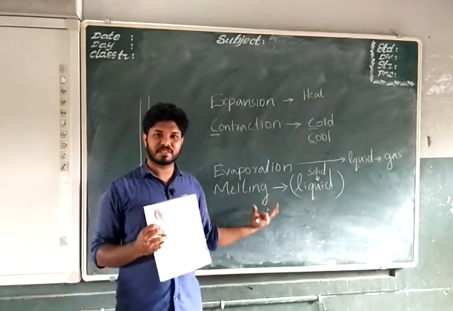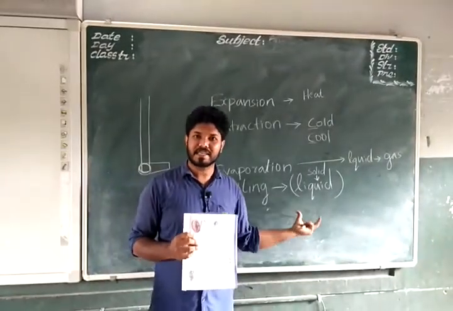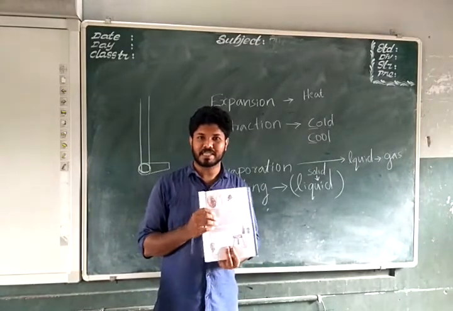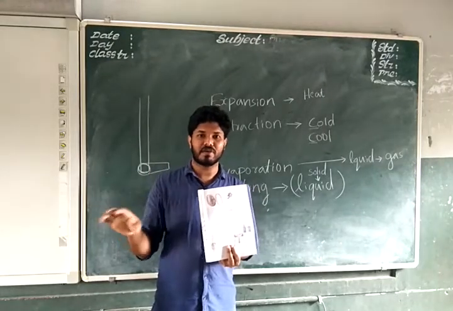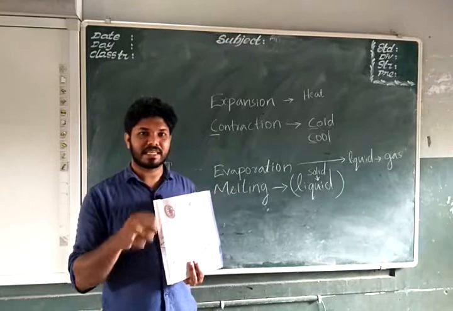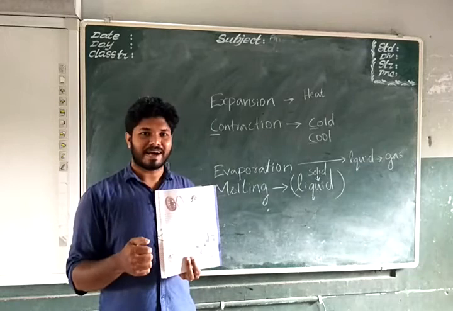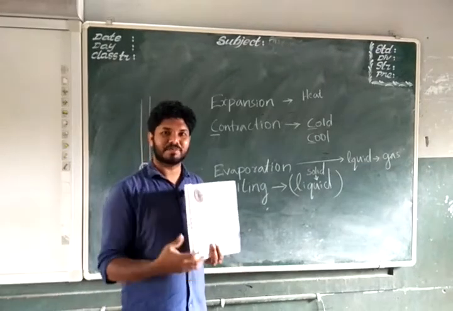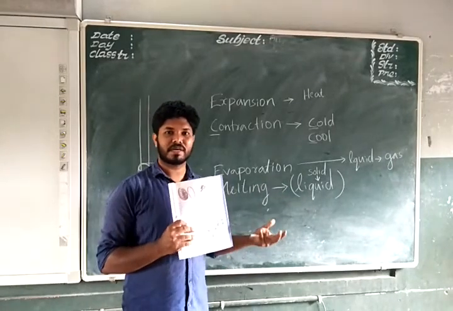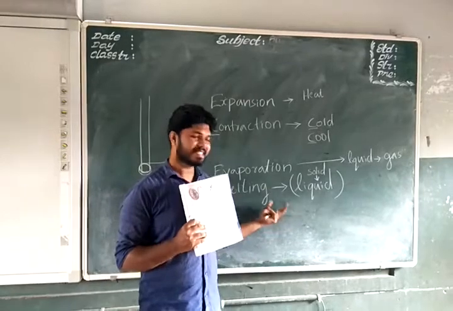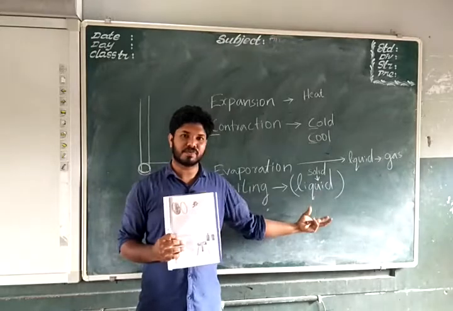This is a reversible change. Again after some time, when we allow it to cool down, it changes back into solid form. Solid is changed into liquid by melting, and when we allow it to cool down, it is converted into solid again. Now we can give heat again, and it again becomes liquid, and when allowed to cool, it forms a solid. So that is the process of melting, the change in which solid is converted into liquid form.